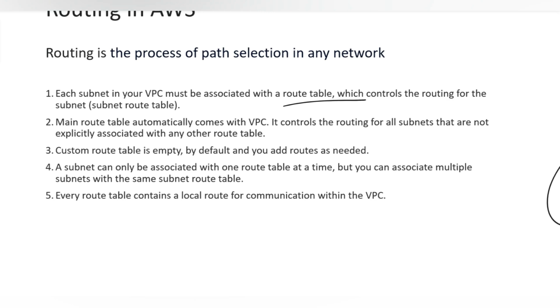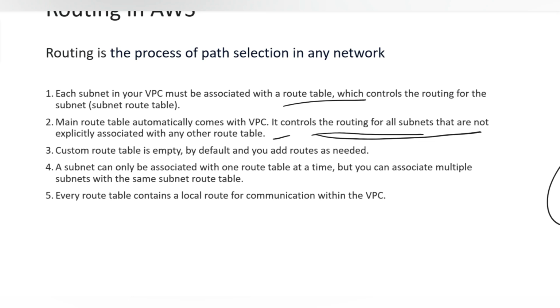So even if you do not create any new route table or attach to it, by default it comes with the main route table. So always you'll have a route table by default. The second one is the main route table automatically comes with the VPC. It controls the routing for all the subnets that are not explicitly associated with any route table. It means by default in your VPC, it comes with the default route table which is called the main route table. So it will control the traffic in the subnets which are not explicitly associated with any other route table. It means if you do not bind any route table to your subnets, by default it will take the main route table.